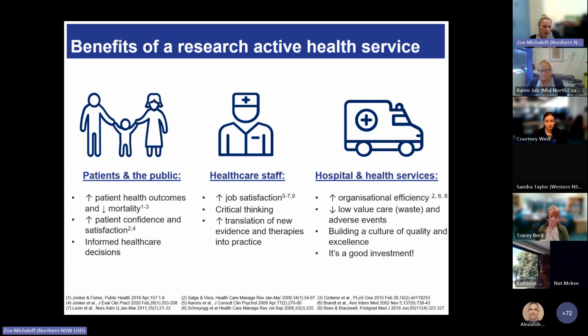In terms of healthcare staff, we're talking about improvements in job satisfaction, which is great, and this is likely to come from the fact that you're providing the best care for your patients. You're becoming better at critically thinking, so this means challenging the status quo and challenging those treatments or procedures that have always been, and improving the translation of new evidence-based therapies into practice. So again, providing the cutting edge and best care to your patients.